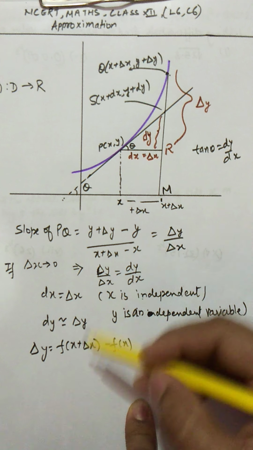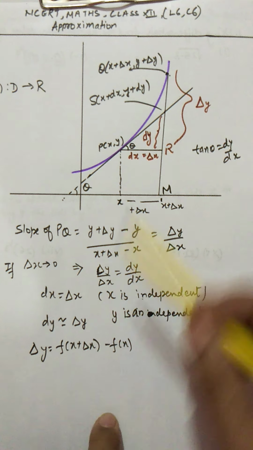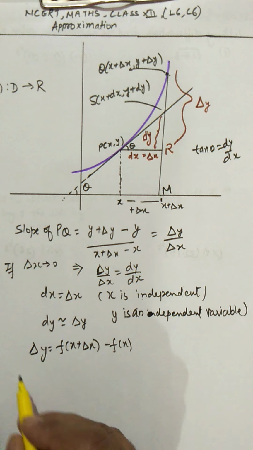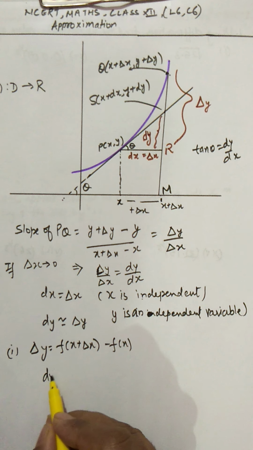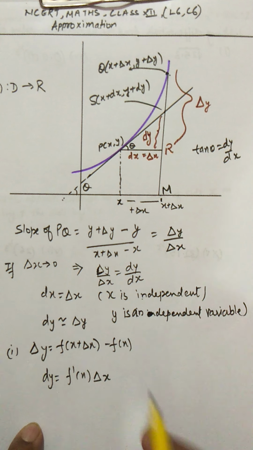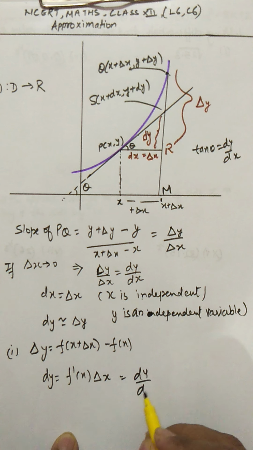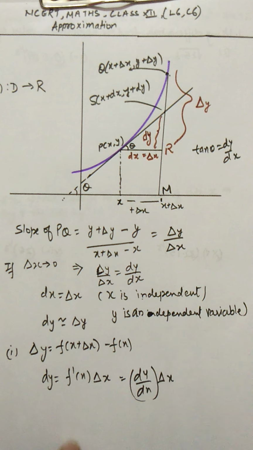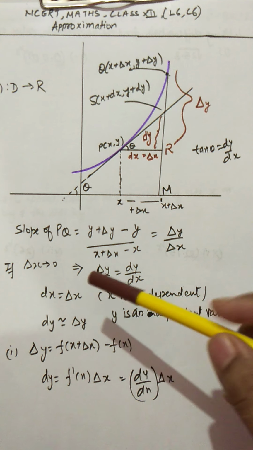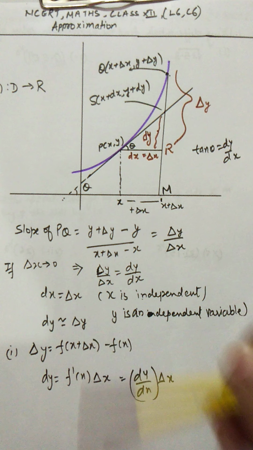So Q to M is f(x + Δx), and R to M is your f(x). So Δy, you can see this gap is Δy. So Δy is defined like this. And second, that dy can be written as f'(x) into Δx, or you can say this is dy/dx into Δx. From this graph we can have some more discussion on this: dx is equal to Δx, and dy is approximately equal to Δy.